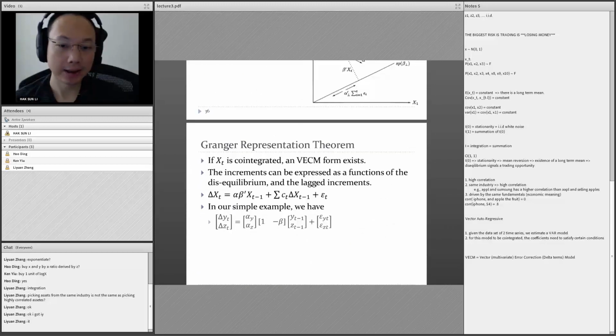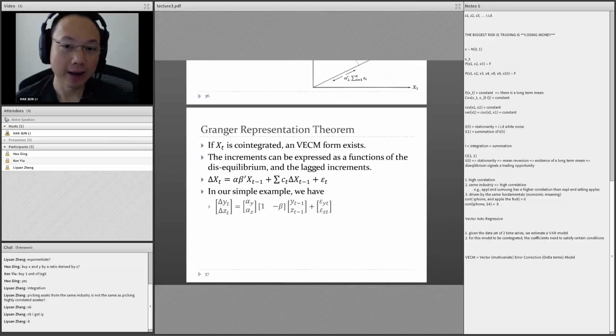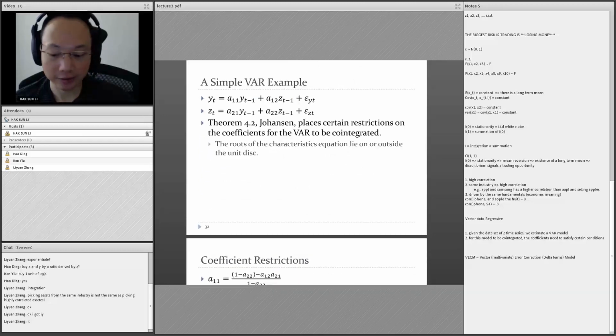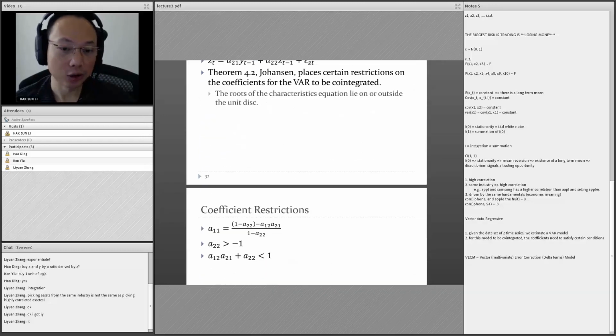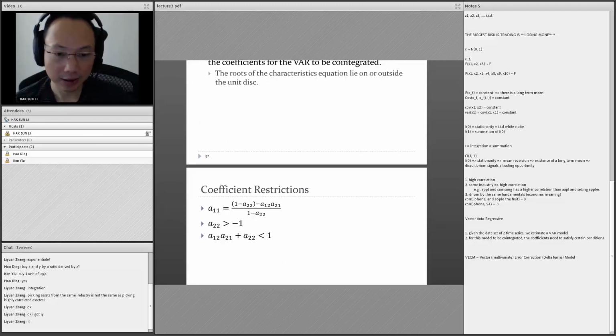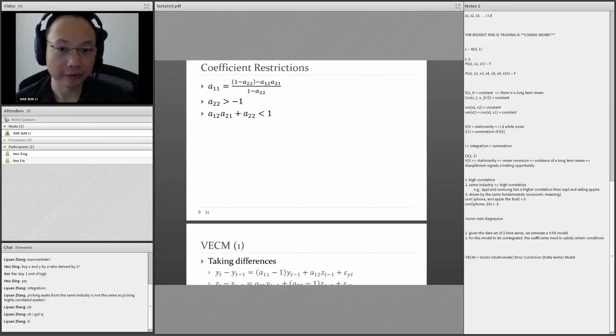So this is just a theoretical result. It says if x is co-integrated, then the VECM form exists. Basically, if the time series is co-integrated, then these coefficient conditions are satisfied, and then you can write it in the VECM form. Just a theoretical result.